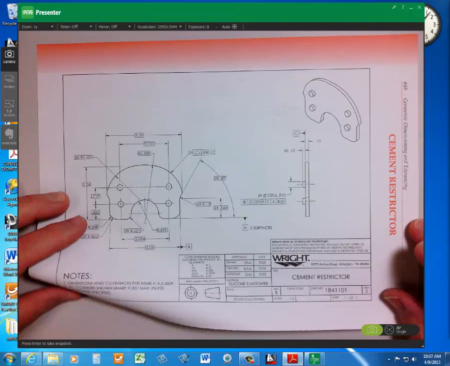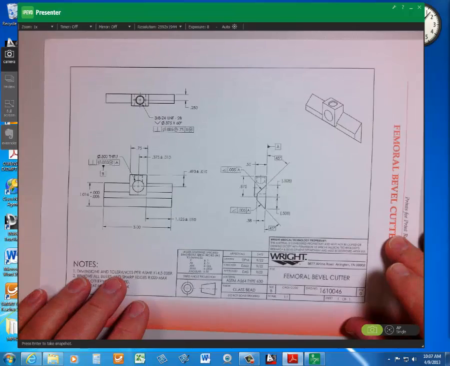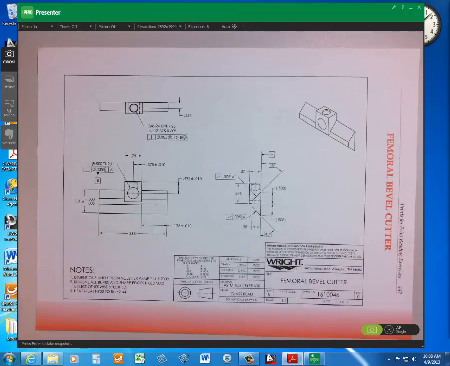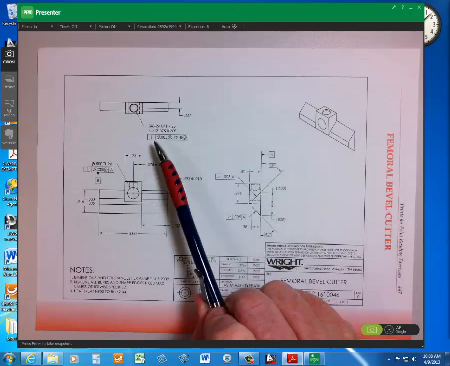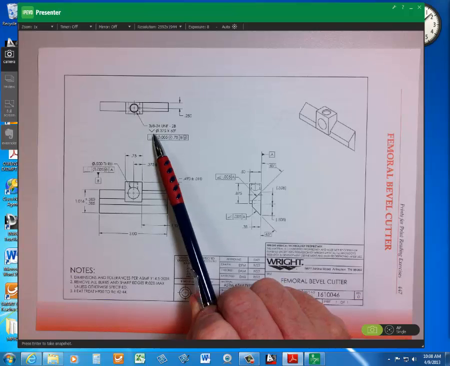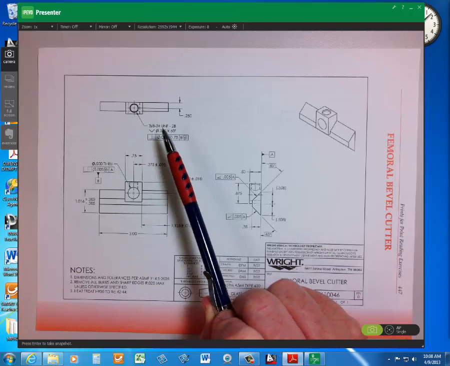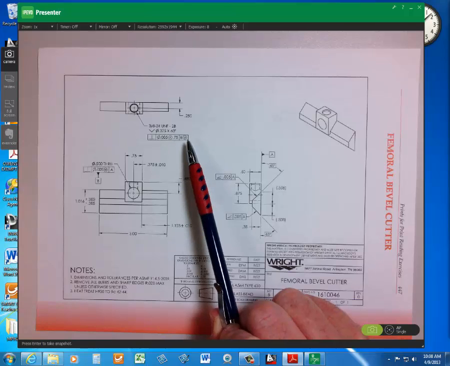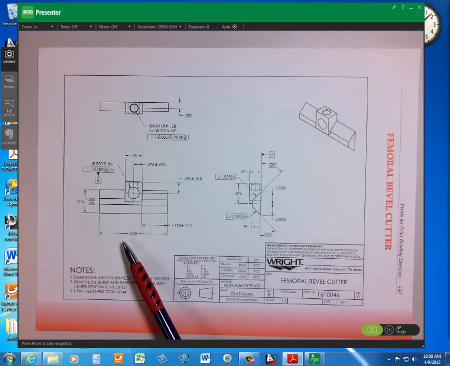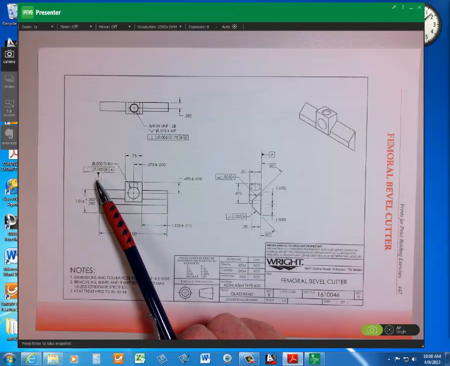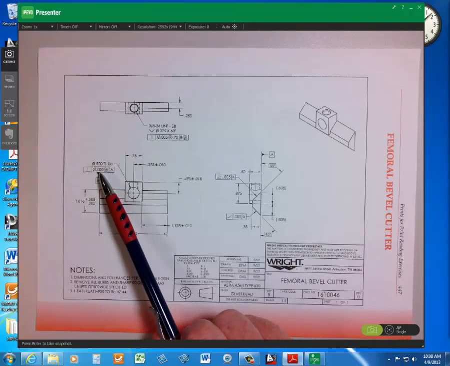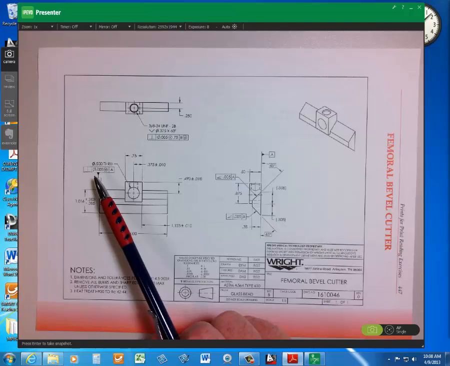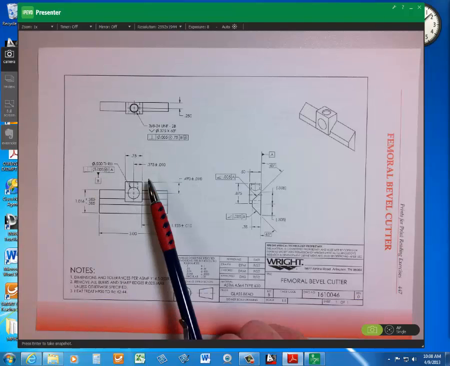Next, 449. The old femoral bevel cutter. Here we have another threaded hole, and it's a countersink. So the location dimension for datum B, here's datum B. Give the location dimension from datum B. It's going to be 1.9.